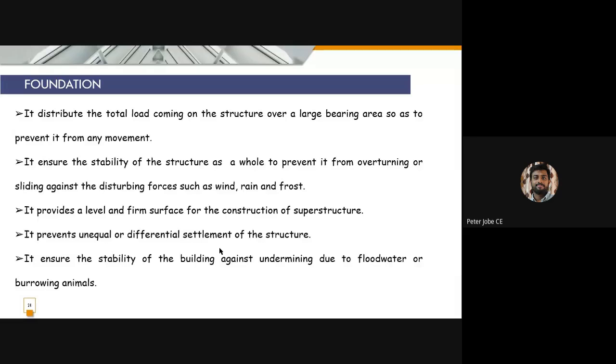The next point is to ensure the stability of the building against undermining due to floodwater or burrowing animals. So this is another trouble which we will have to face.